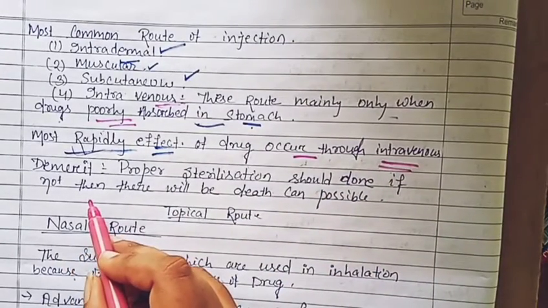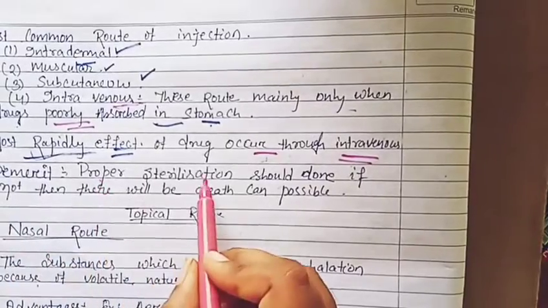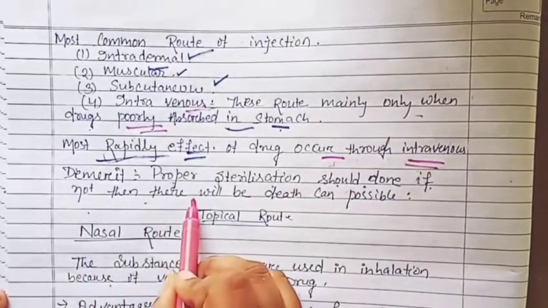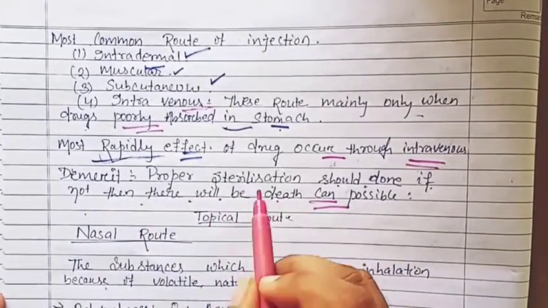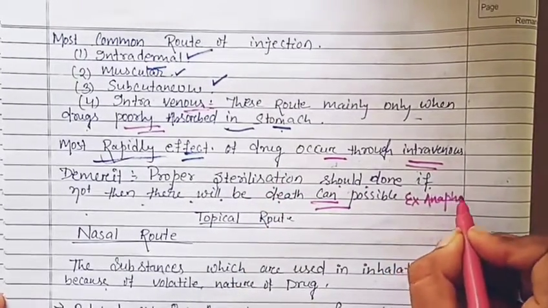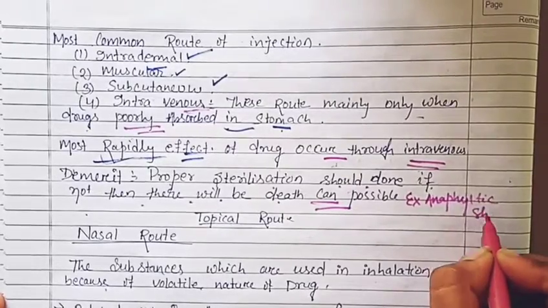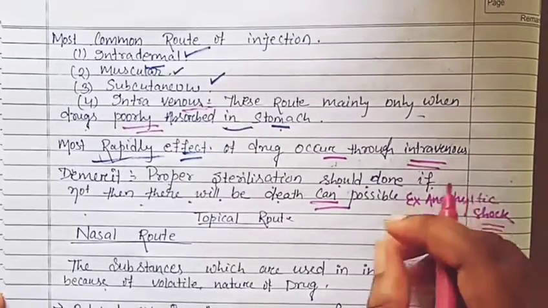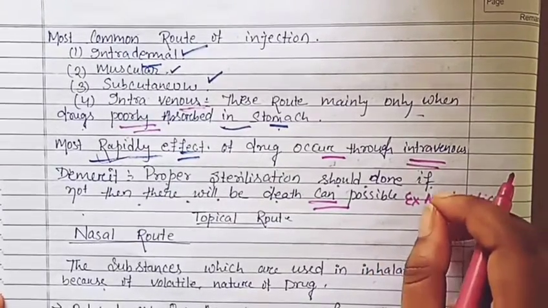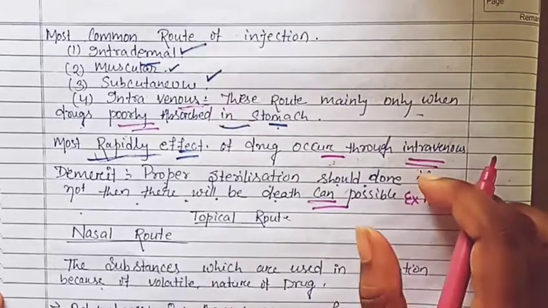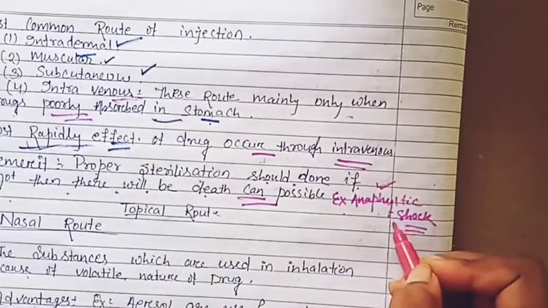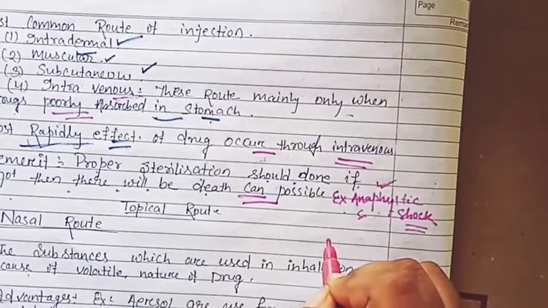So what are the demerits of this type? Proper sterilization should be done, otherwise death can be possible. An example is anaphylactic shock. Any injection that is not cutaneously tested can cause the person to suddenly get a severe allergy, a condition known as anaphylactic shock, or a sepsis-like condition can occur.